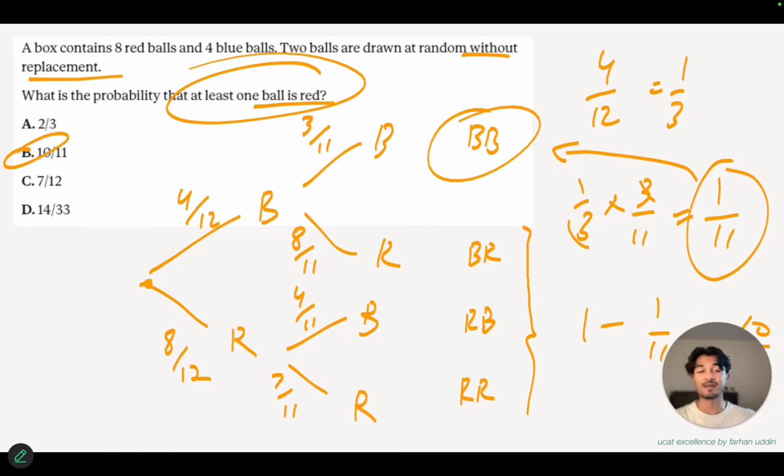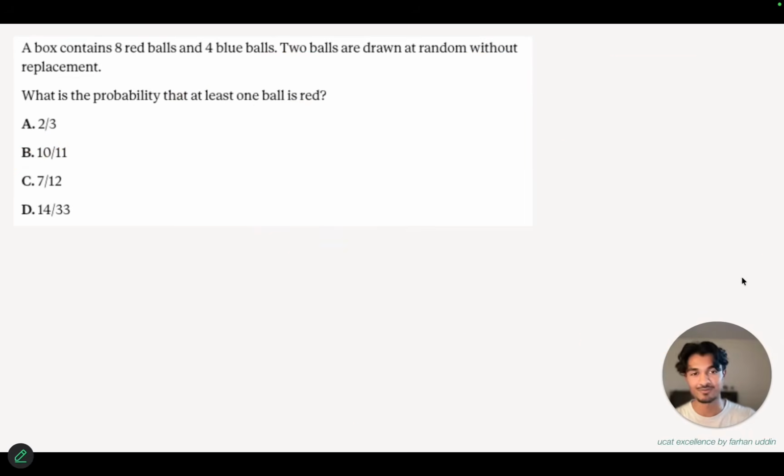So hopefully this example illustrates to you. Oh, sorry, I just realized my head covered this. I mean, if you didn't already hear it, there you go. But hopefully this example illustrates how to actually put these without replacement tree diagrams into practice.